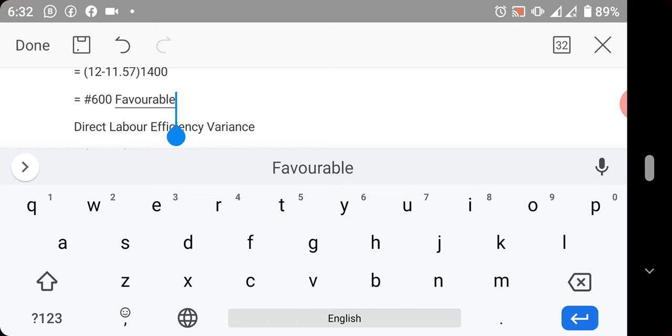I told you earlier on, if the difference in the bracket is positive, it is favorable. If it is negative, it is adverse. And this is applicable only to material variances, labor variances, and variable production overhead variances.